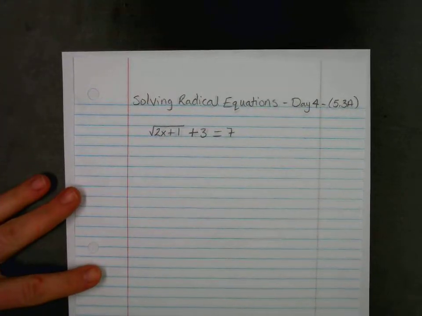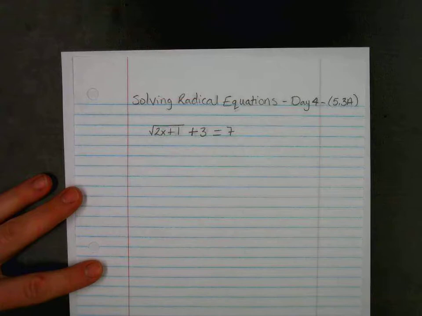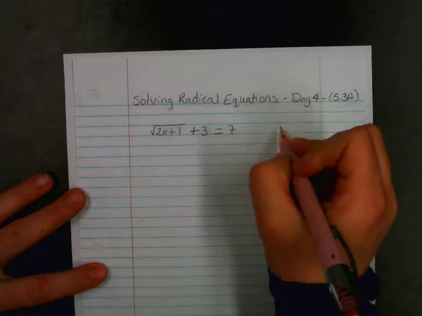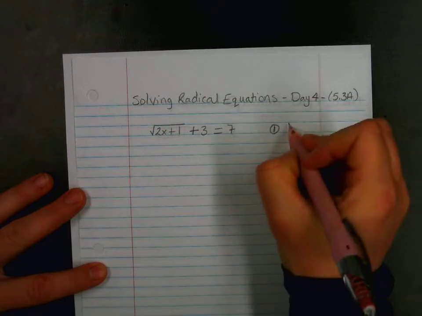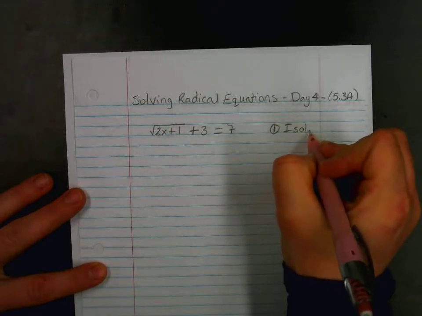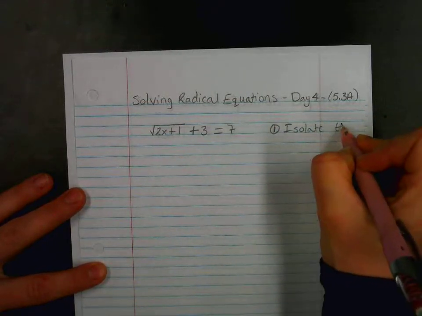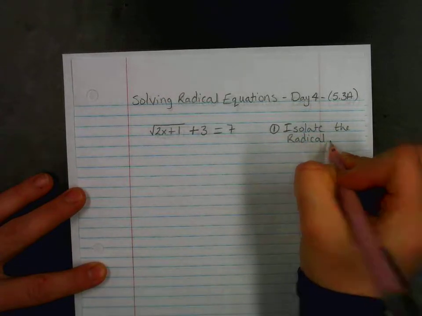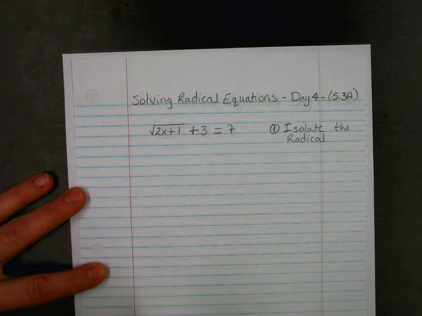Solving radical equations. When we solve radical equations, the very first step we want to do is we need to isolate the radical. So get the radical by itself.